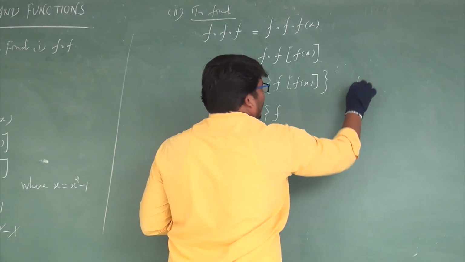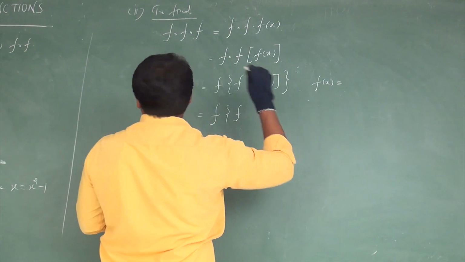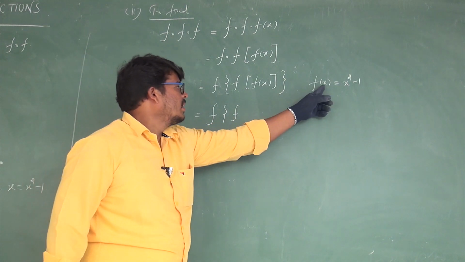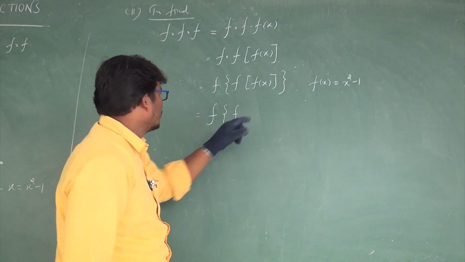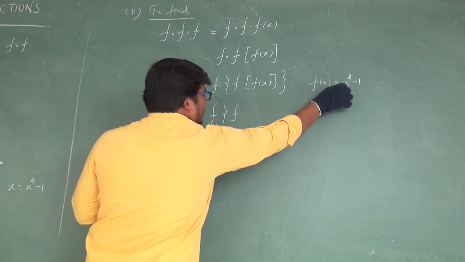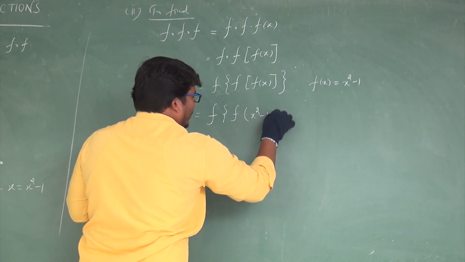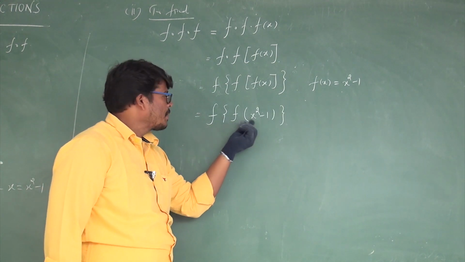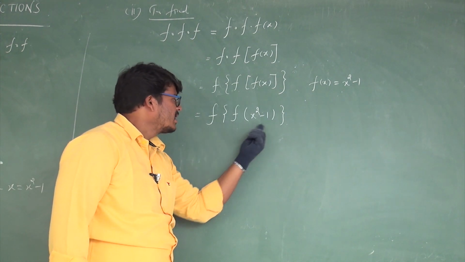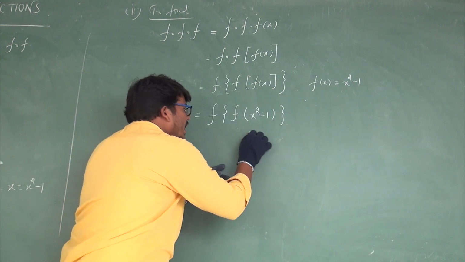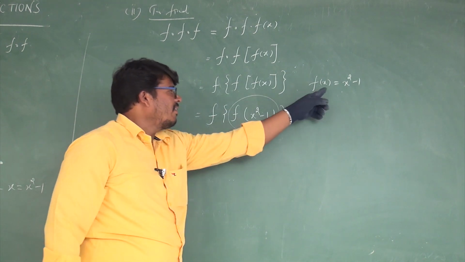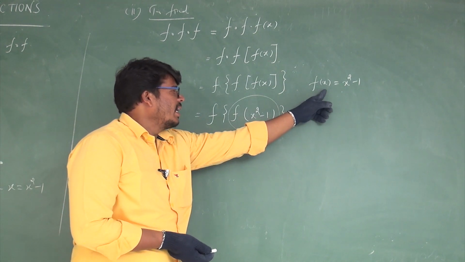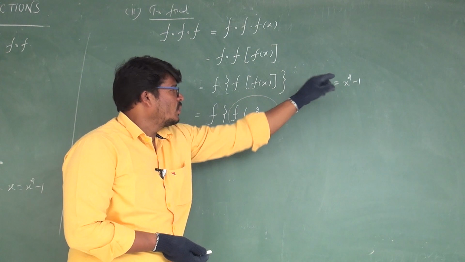Here f of x value is f of x equal to x square minus 1. Substitute in this one: f of x value is x square minus 1, so we get f of (x square minus 1). The entire function is f of x. Here f of x is x square minus 1. Here x value is x square minus 1. Substitute in f of x.